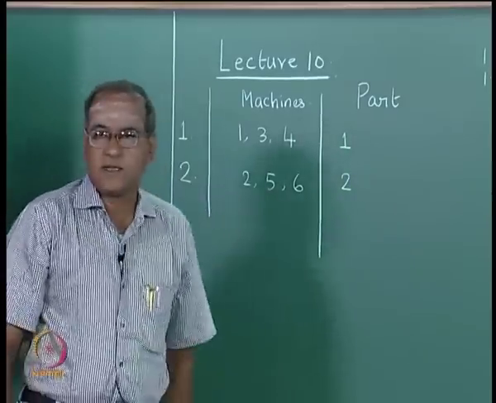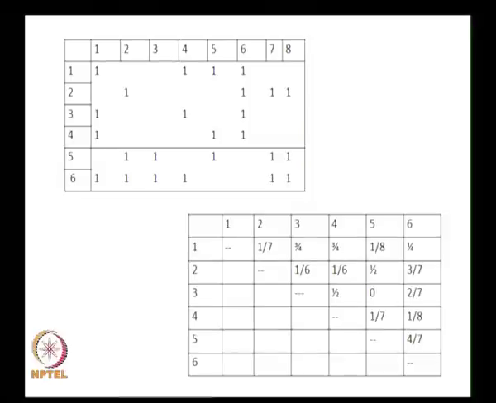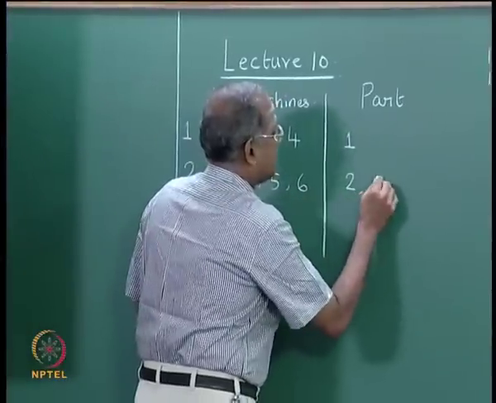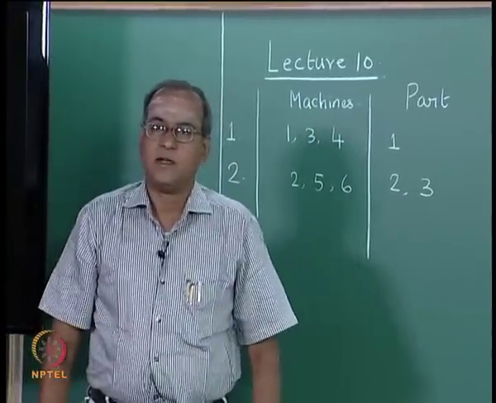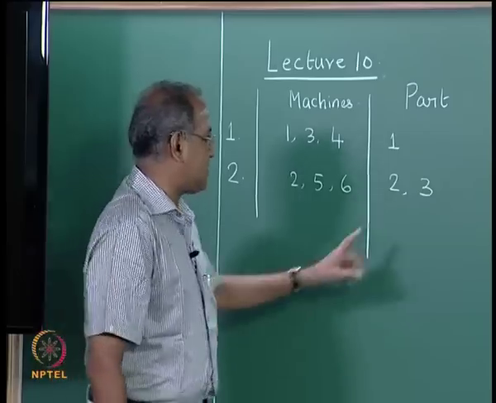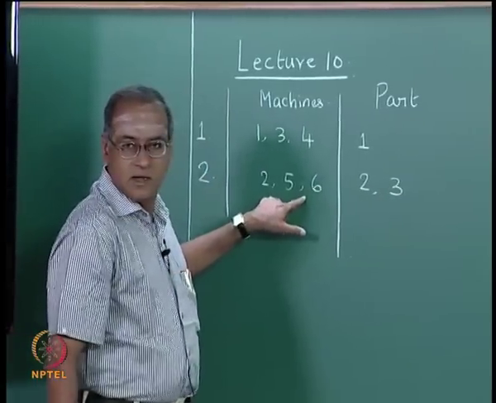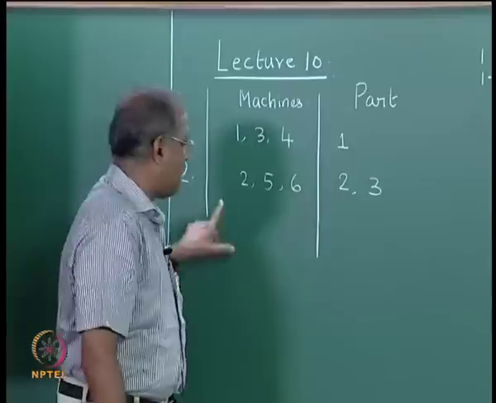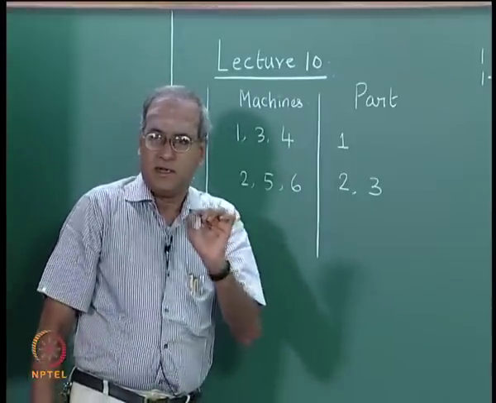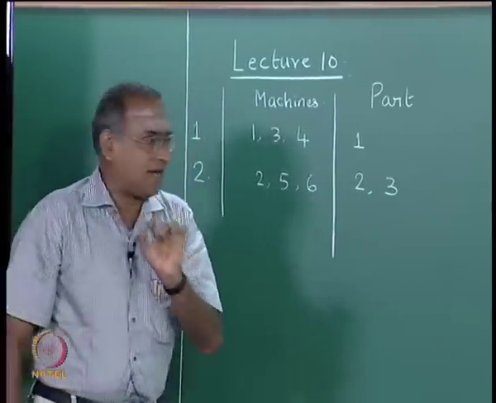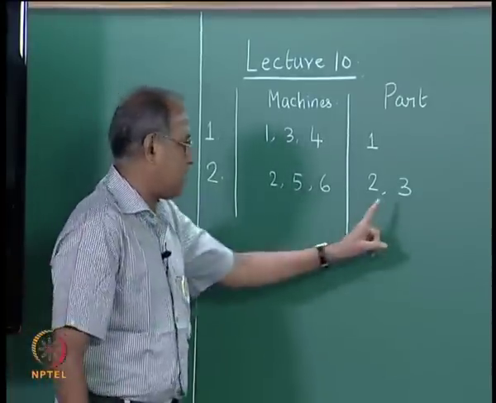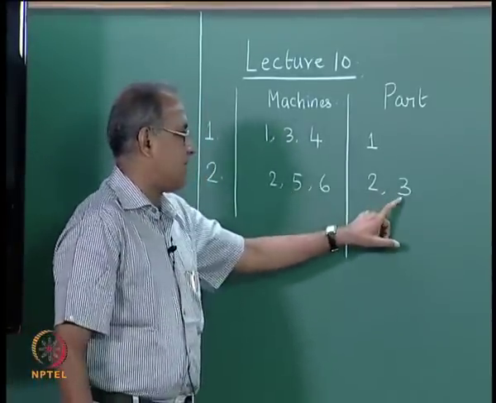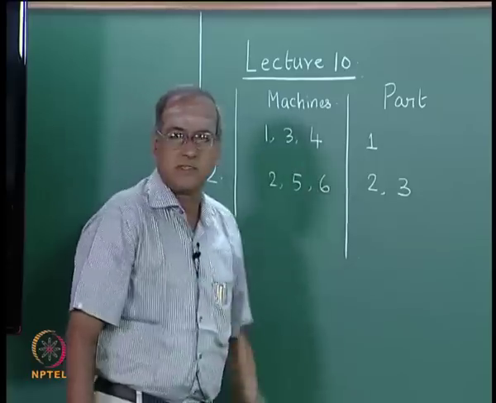No intercell moves are created. Part number 3 requires 5 and 6. So, 5 and 6 are here. So, part number 3 will go to this. We also observe that part number 3 does not visit all the machines, it actually does not visit machine number 2, but then part number 3 will still go here because part number 3 does not require any of these.